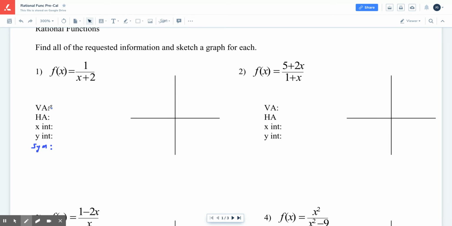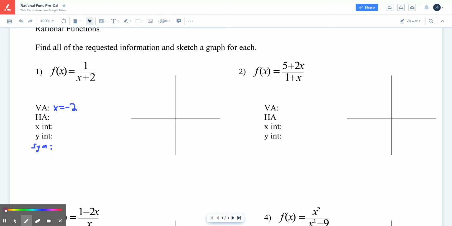All right, so first thing, vertical asymptote. We are going to set the bottom equal to 0. So you set x plus 2 equals 0, and hopefully everyone realizes that that should be negative 2. All right, so I get x equals negative 2. Vertical asymptote done.